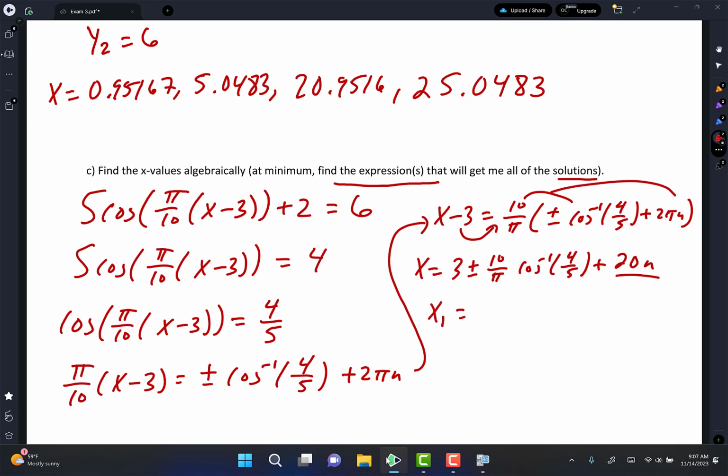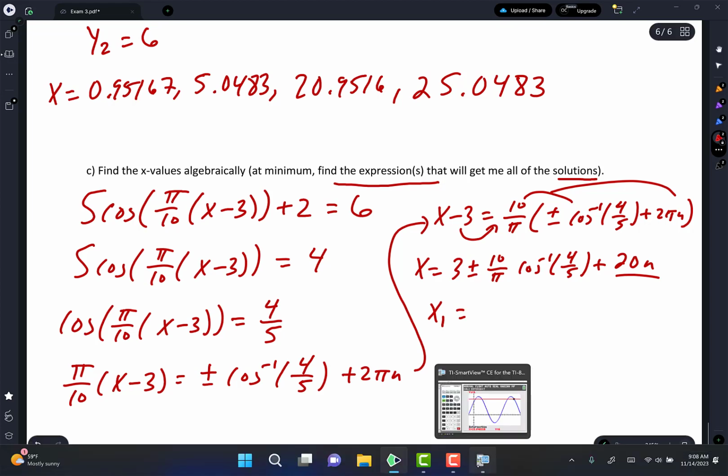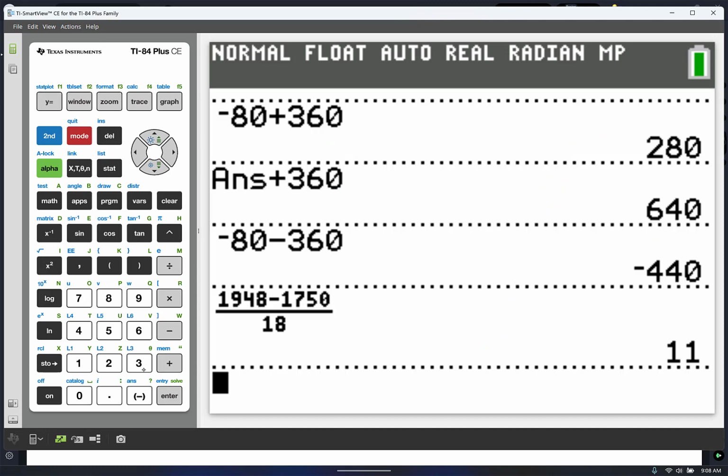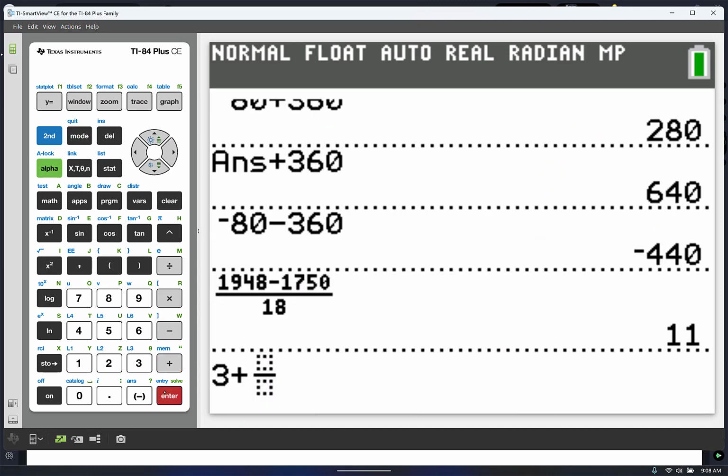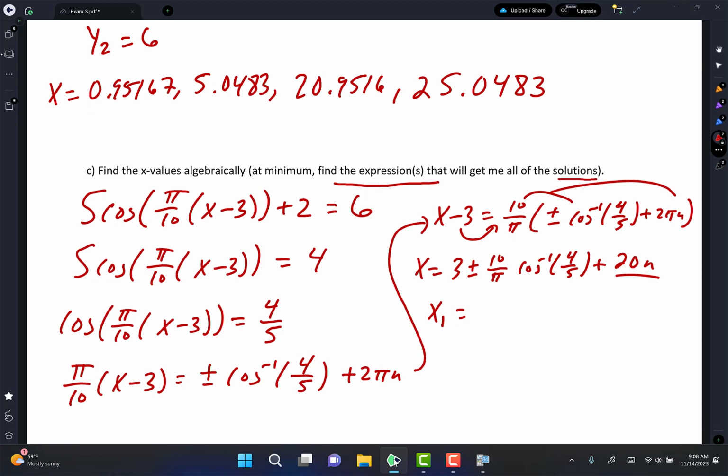So x1 equals, I take my calculator and I do the 3 plus and then I do the 3 minus. So let's see. Second quit. 3 plus alpha y equals, enter, what was it? 10 over pi or pi over 10? 10 over pi. And then second arc cosine, it was 4/5, right? So there it is. I push enter. And 5.0483. That better be one of the answers. Yep, it's that one right there. 5.0483 plus 20n.